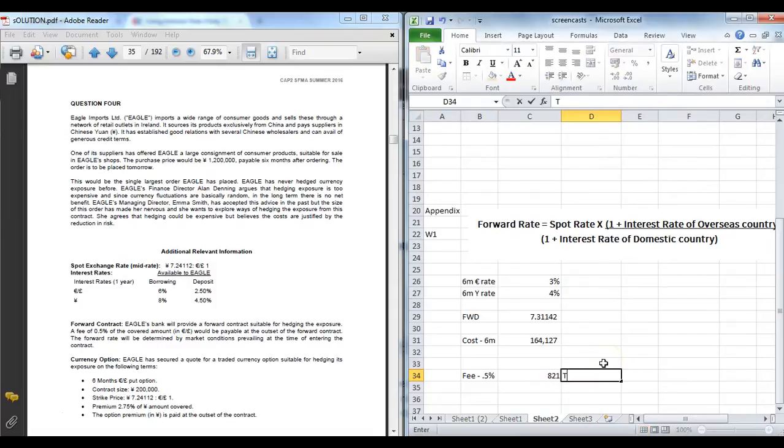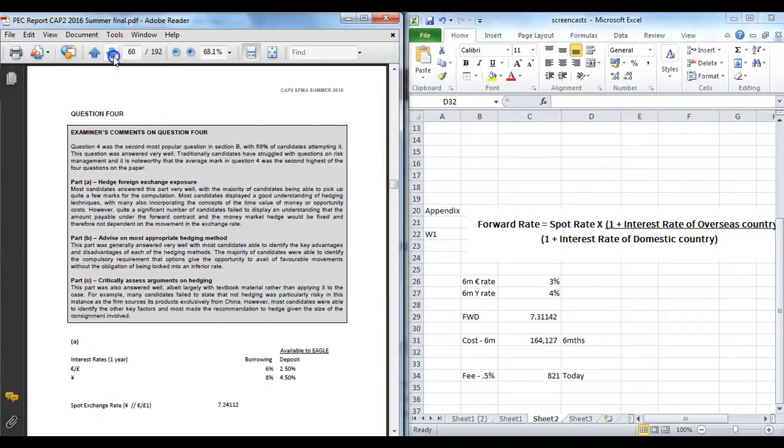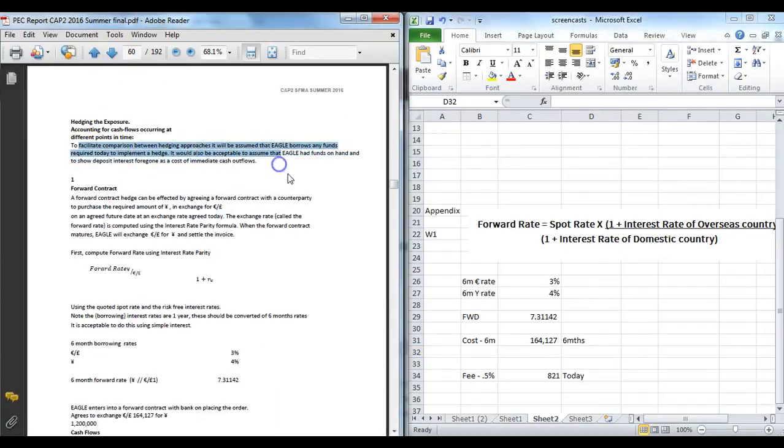And remember, that is today. So we pay that today, but this is in 6 months. So one important thing to note, and the examiner mentioned this in their solutions, so we'll just note the point here as well. When you are comparing hedging approaches, you need to be consistent of what time period you're comparing them in. Are you going to compare all the cash flows today or all the cash flows in 6 months' time? So in this case, we're going to look at all the cash flows in 6 months' time.